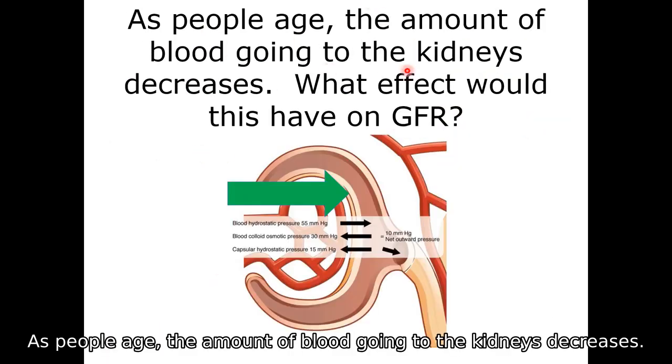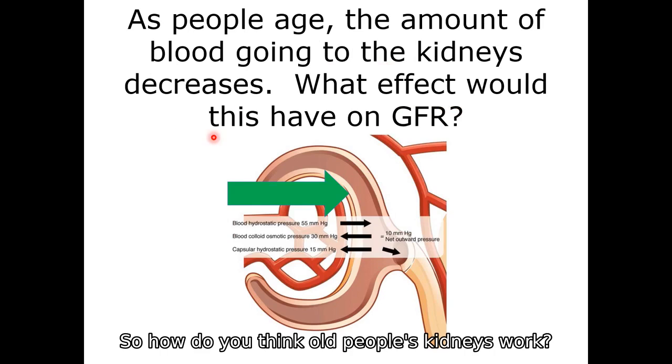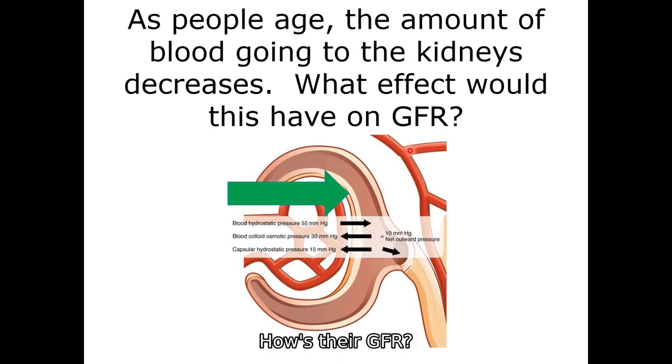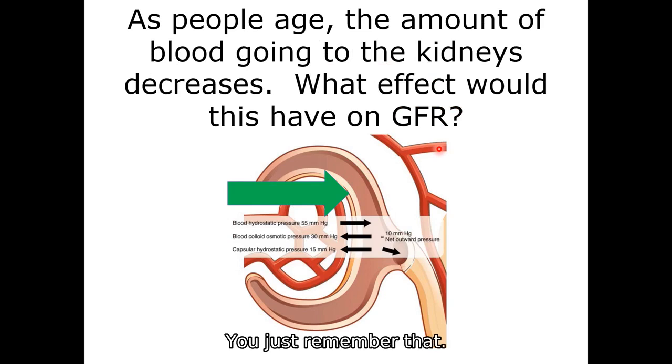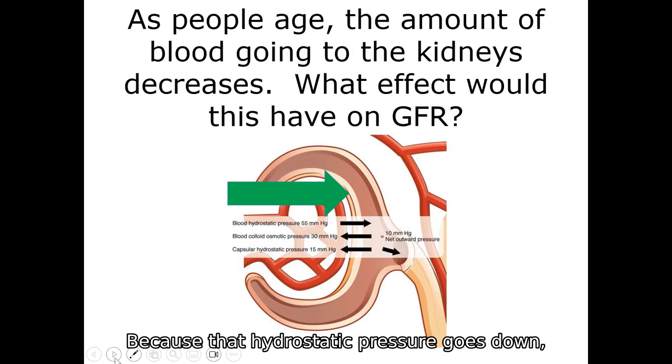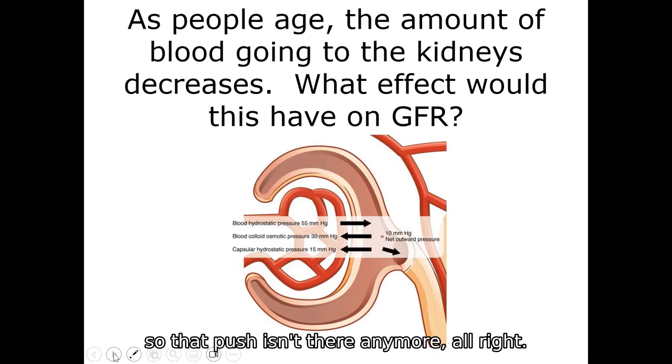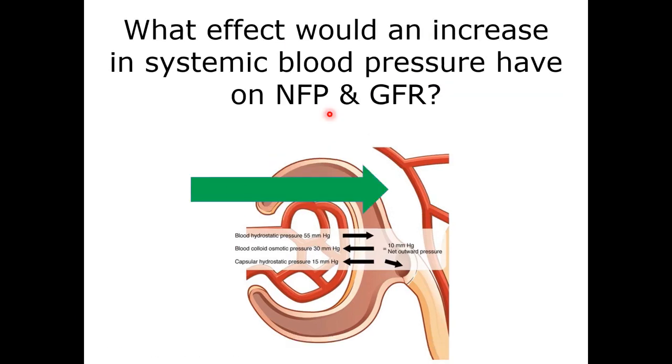As people age, the amount of blood going to the kidneys decreases. So how do you think old people's kidneys work? How's their GFR? High or low? Low, yeah. Anything the body's supposed to do, it just slowly stops doing. You just remember that. So just think, what's the bad scenario? Yeah, that's what happens, okay? Because that hydrostatic pressure goes down, so that push isn't there anymore, all right?